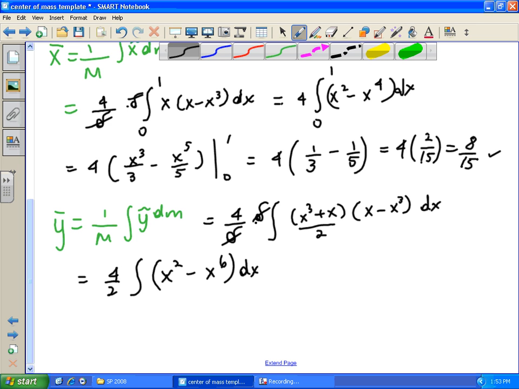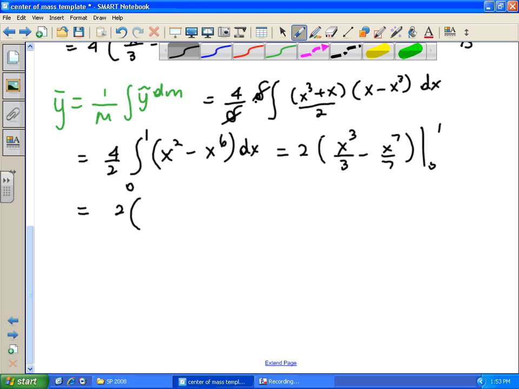Or if all else fails, you can do the FOIL method. You can also do it that way. You could certainly do that, but I like to notice identities, and if I do that, I like to use those so that we learn them for a reason, right? Okay, so we've got 2 times x cubed over 3 minus x to the 7 over 7, from 0 to 1.